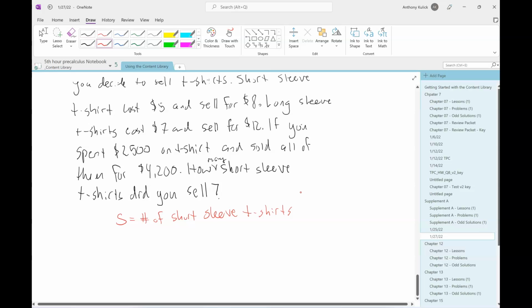Now there's actually a second variable in here that's not expressly asked for, but you can probably infer it pretty quickly from the context of the question. Landon? Well, we know the cost, right? That's $5 per shirt.